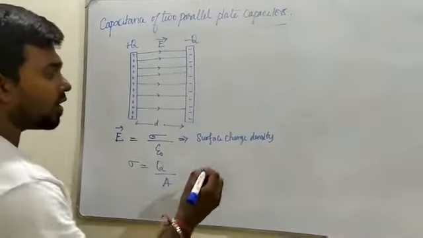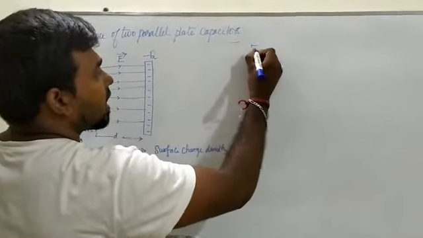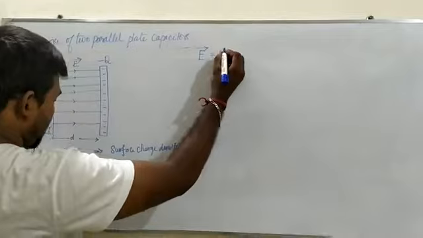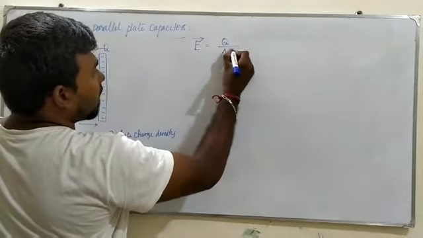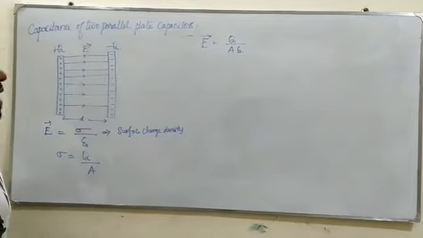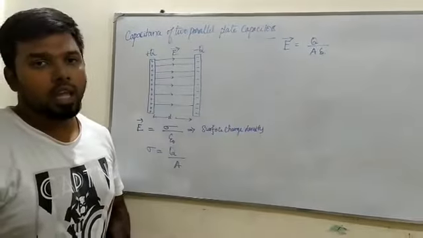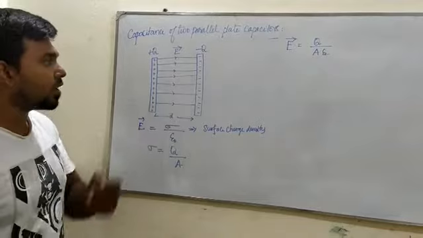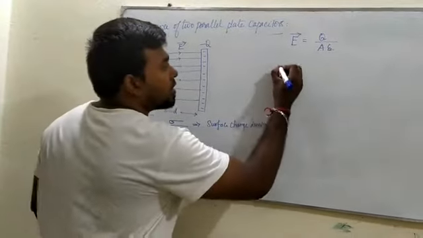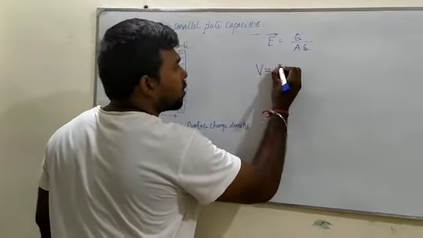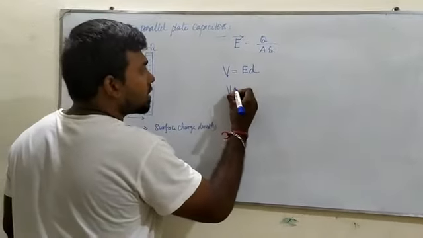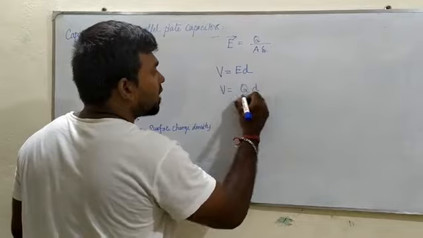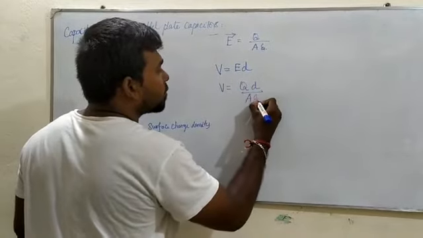So the electric field, we can write this expression as electric field is equal to Q by A epsilon naught. Since the electric field is uniform, we can write the potential difference V is equal to E d. Substituting the value of electric field in this, V is equal to Q d by A epsilon naught.